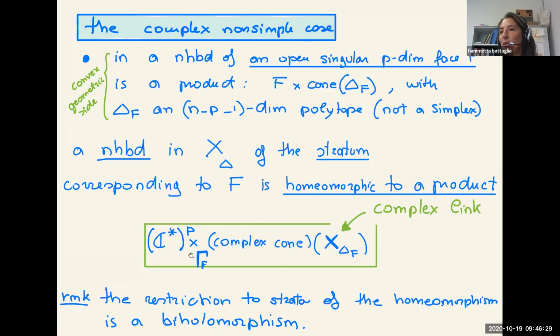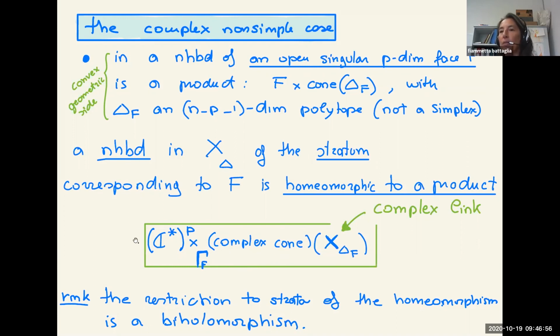And then we have to quotient by gamma F, which acts not only on C star to the p, but also on this complex cone over X delta F. So it is not a true product, but it is a twisted product. And this gives us the stratified structure of our space.